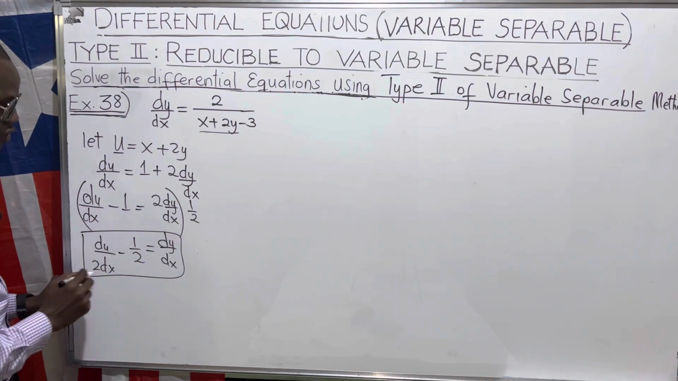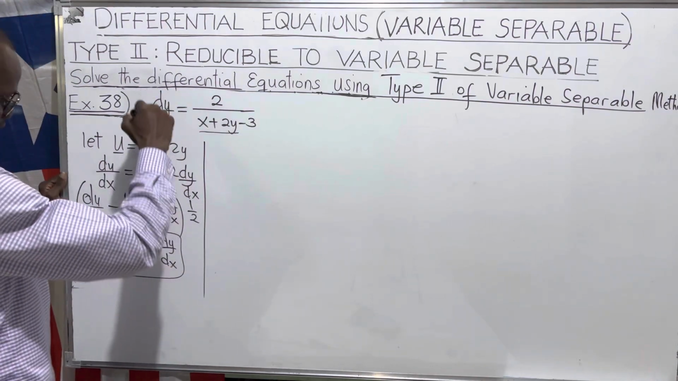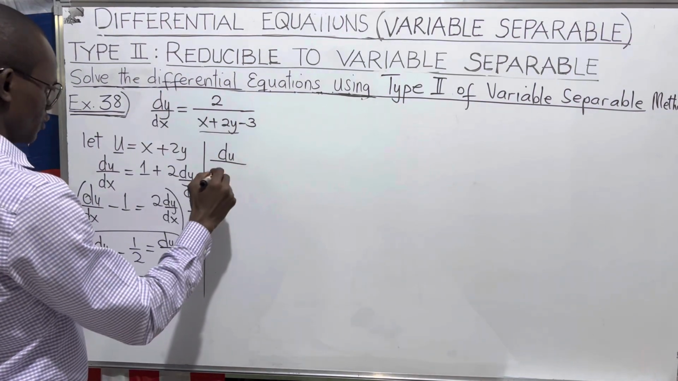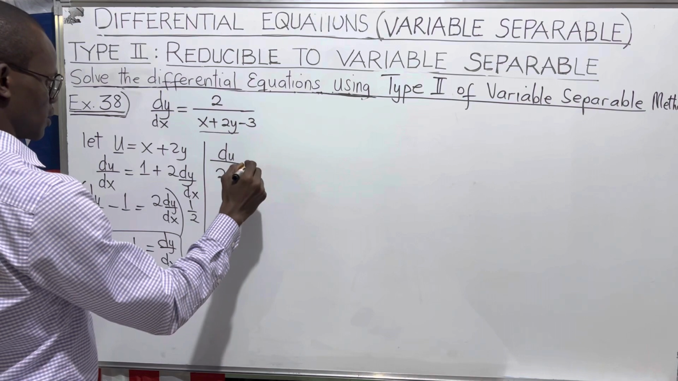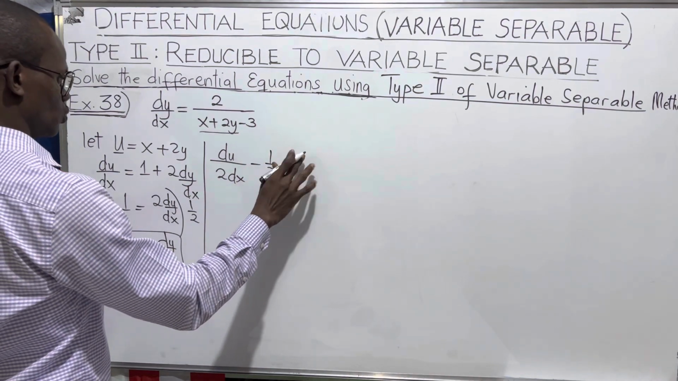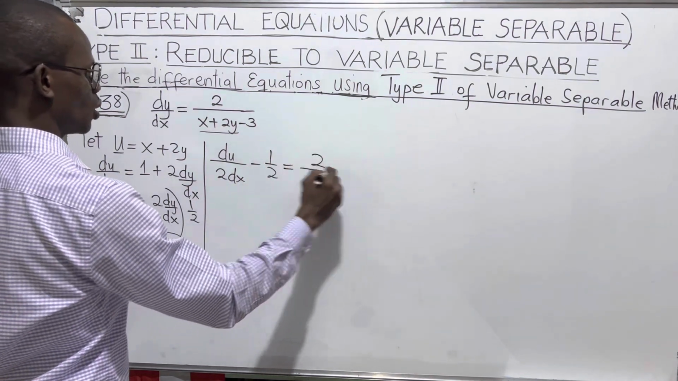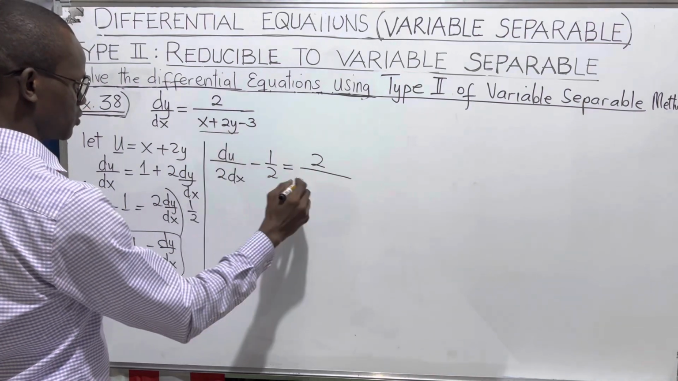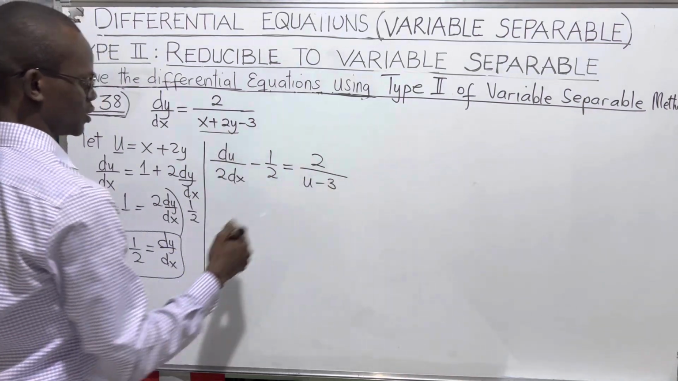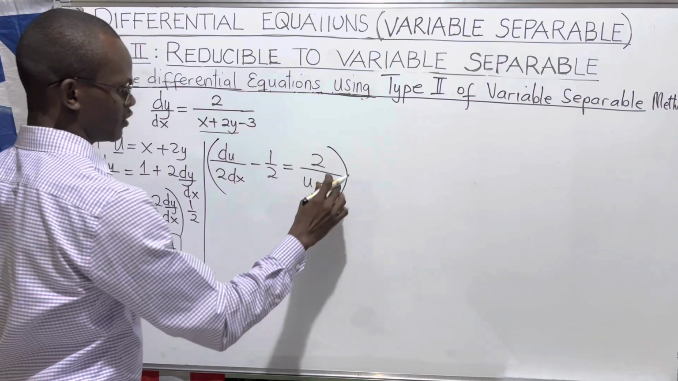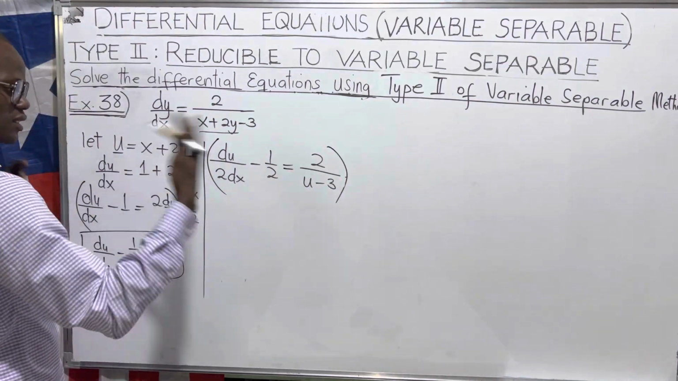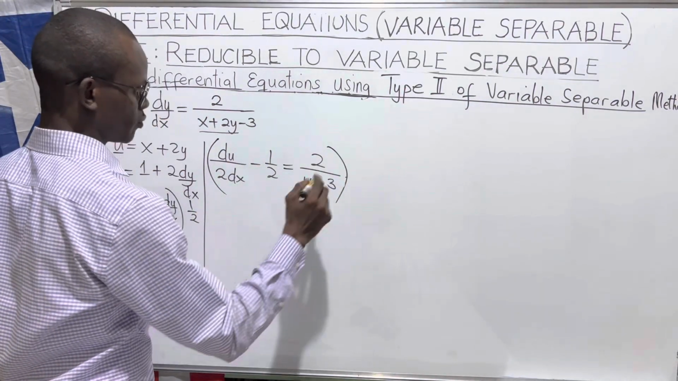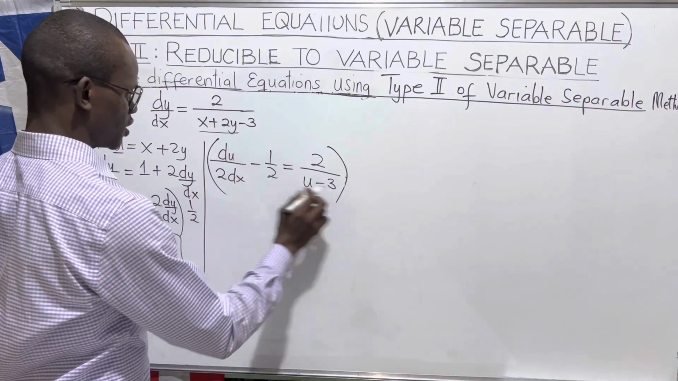Now we do the substitution in the problem. We have this now to just be du over 2 dx minus 1 over 2 equals 2 all over, and the first two terms here are just u minus 3. So we have a differential equation now that we can easily separate the variables. So let's simplify. We find the LCD for all of these terms.